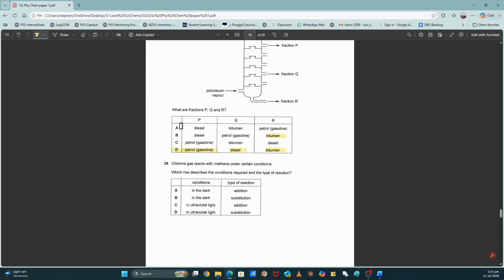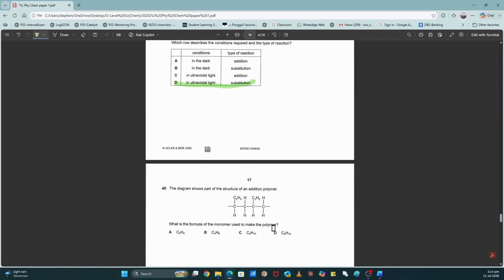This one you can just check it out. It's memorization. Chlorine and methane. So what type of reaction is this? Substitution, right? Also memorized by heart. Okay, look at organic alkane. So yes, it's substitution. You need ultraviolet light. Again, this is a factual question, recall question. Okay, you need ultraviolet light and substitution.